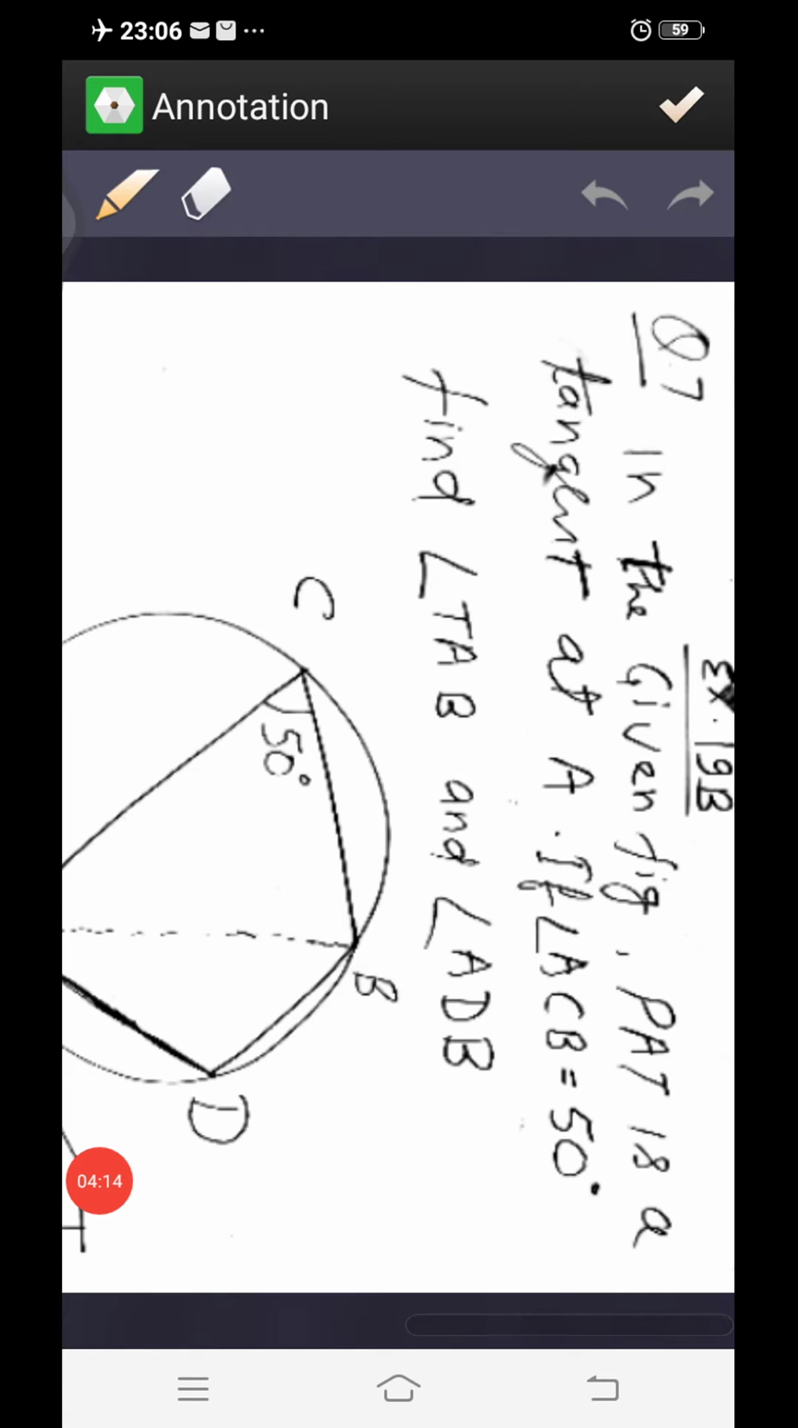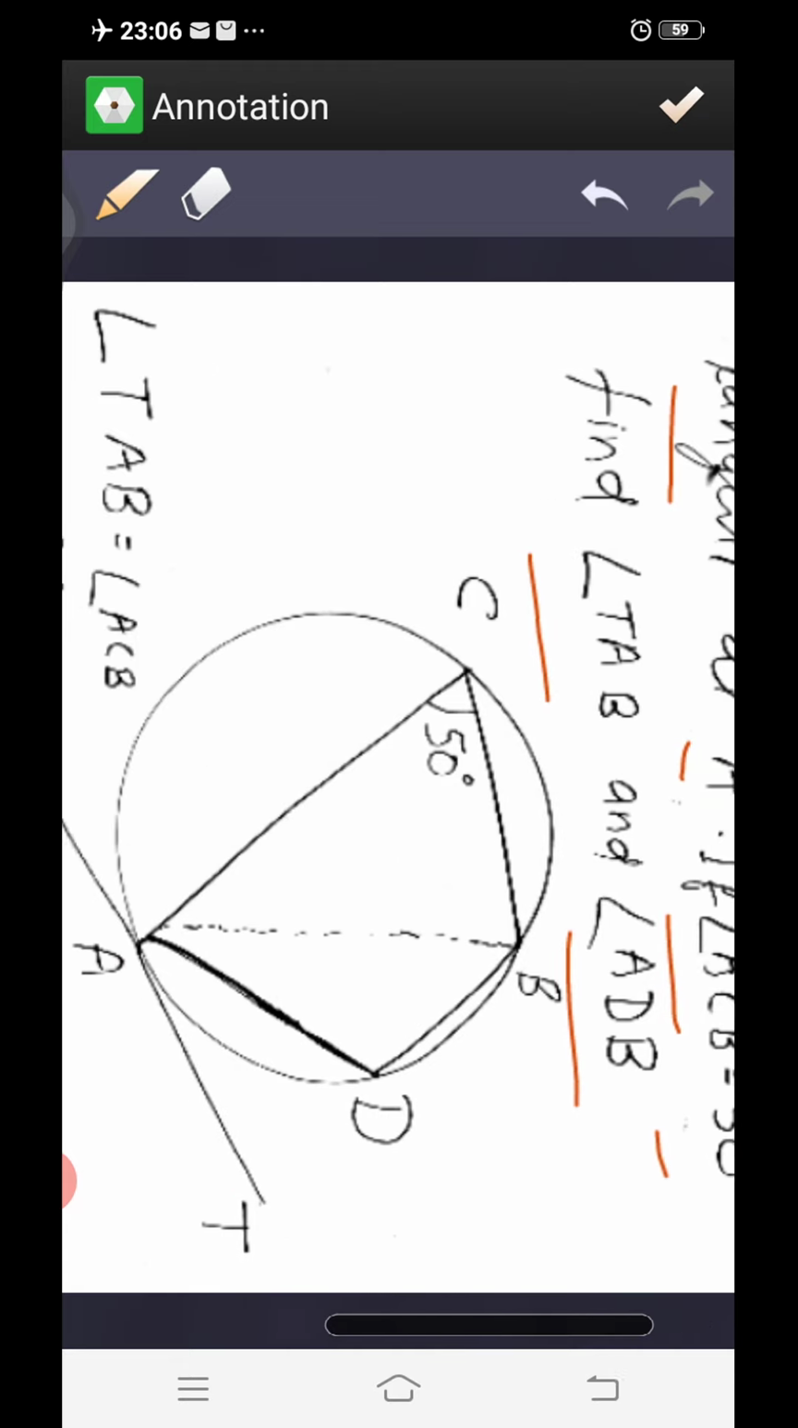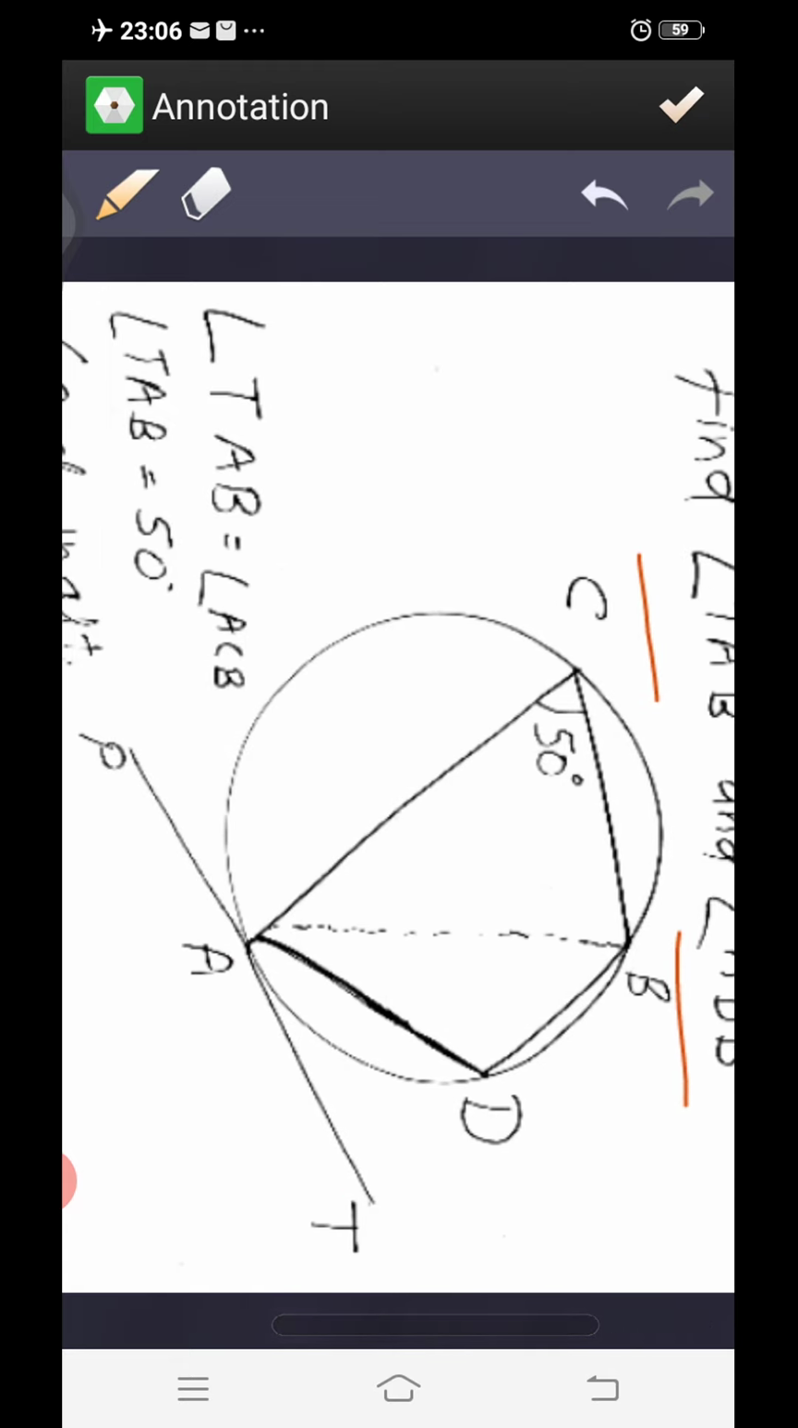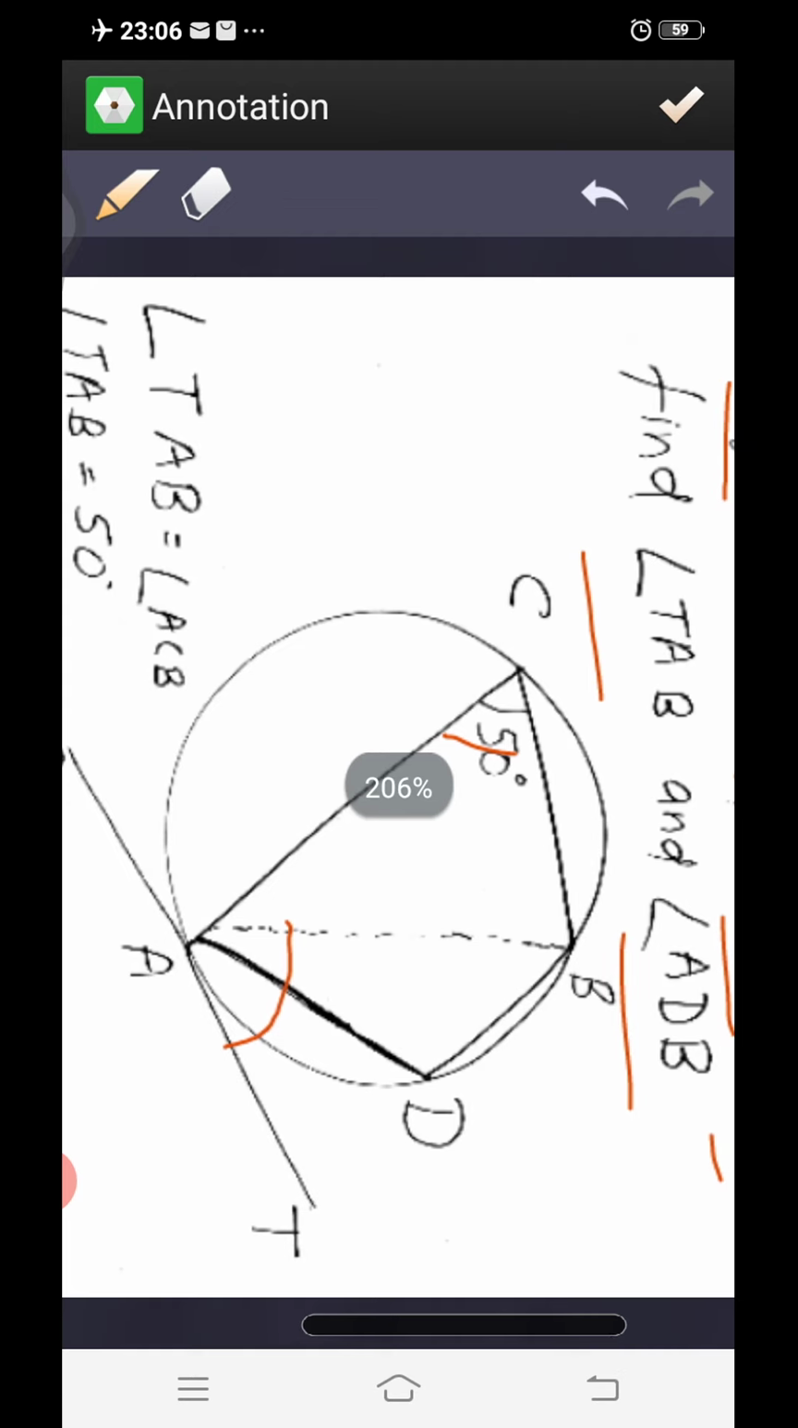Let us start exercise 19B, question number 7. In the given figure, PAT is a tangent at A. If angle ACB equals 50 degrees, find angle TAB and angle ADB. So let us see, here this figure is given, this much angle is given 50 degrees. We have to find angle TAB. TAB means this angle, and angle ADB. ADB means this angle.